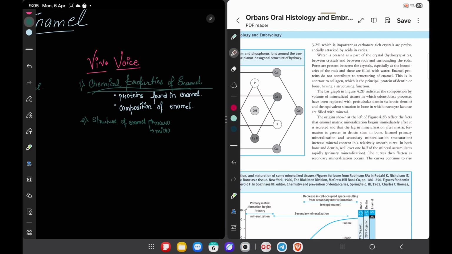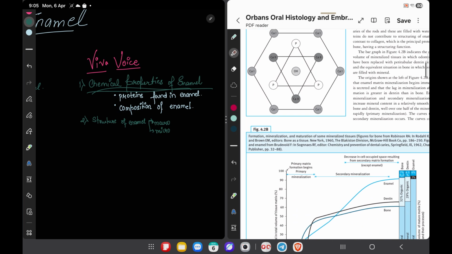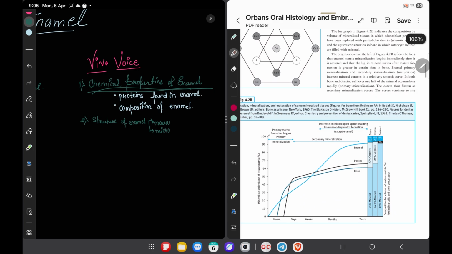Now we'll see this. This is the arrangement of hydroxyapatite crystals. It's not very important. You will see primary mineralization and secondary mineralization. This is what you will study in your amelogenesis topic. This is important in the amelogenesis topic. Okay, so we'll move on to another part.